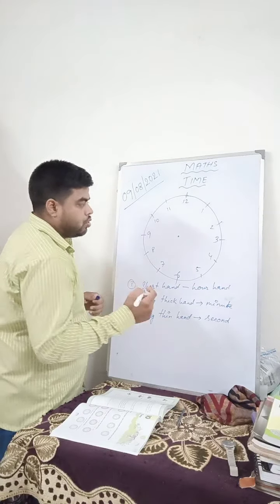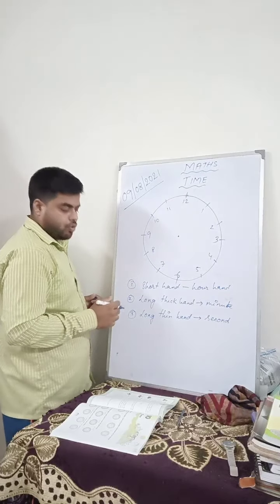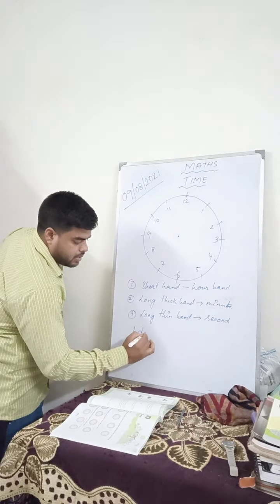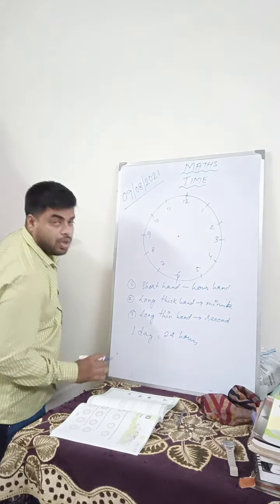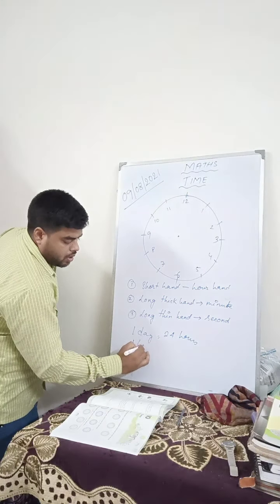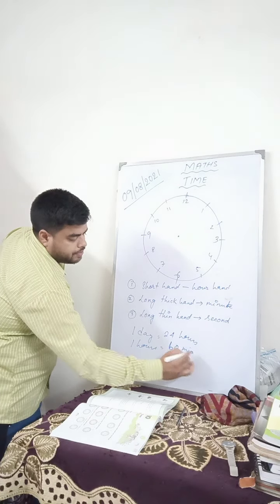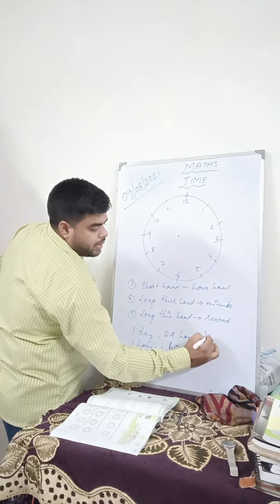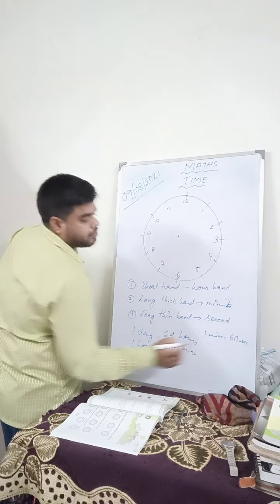So what we should know: one day is equal to how many hours? One day is equal to 24 hours. 1 hour is equal to how many minutes? 1 hour is equal to 60 minutes. 1 minute is equal to how many seconds? 1 minute is equal to 60 seconds.